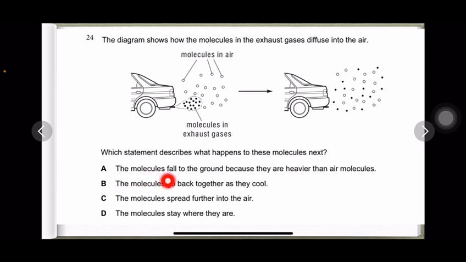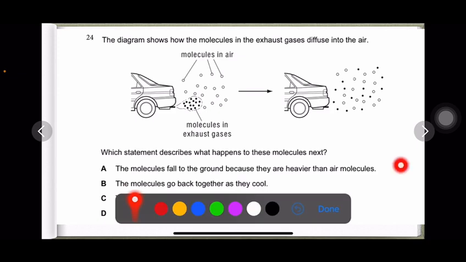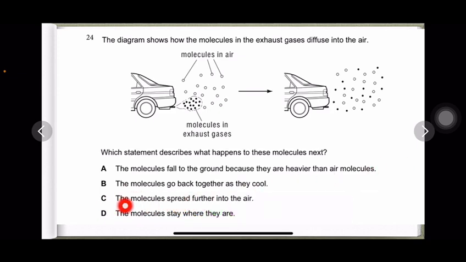The molecules fall to the ground because they are heavier than air molecules. Wrong. They go back together as they cool. It's wrong. They spread further into the air. Yes, of course, these particles are spreading into the air particles. The molecules stay where they are. It's also wrong. So the correct option is option C.